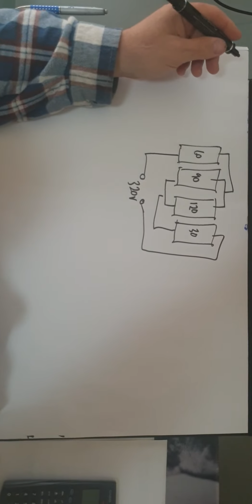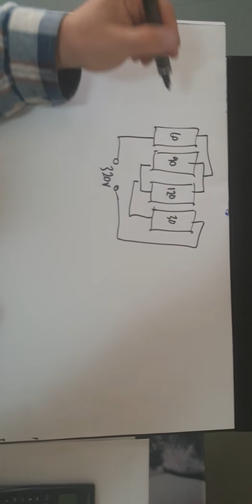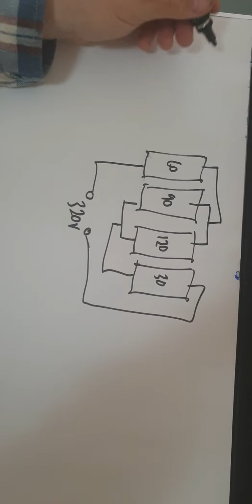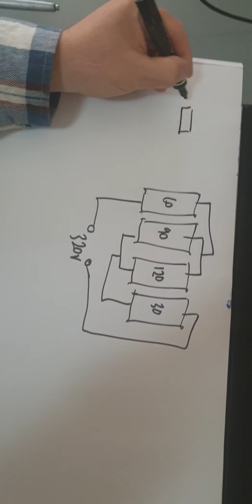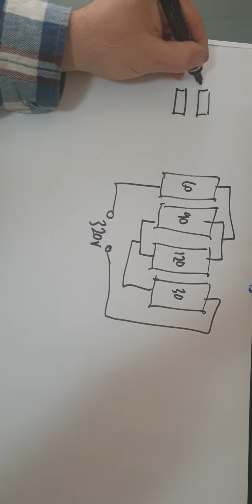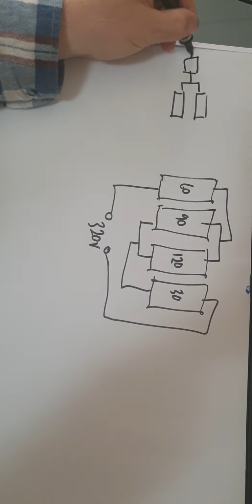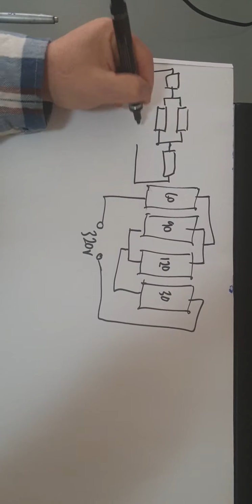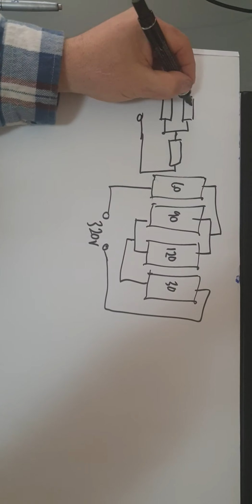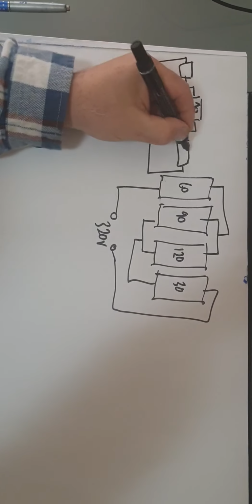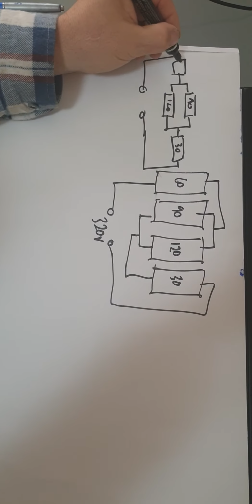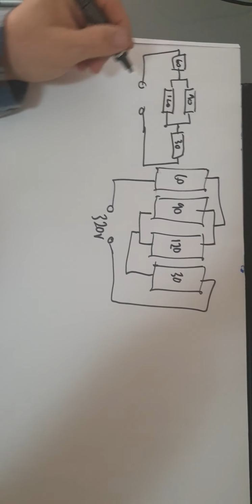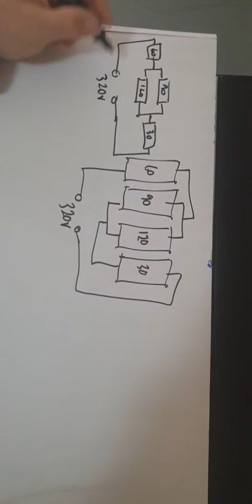Right, we're back here now. I've drawn the circuit a little bit differently and people look at it and get confused. So if we redraw this out in its simplest form, we get a circuit that looks like this. So redrawn out, we have 90, 120, 30 and 60, okay, and 320 volts.